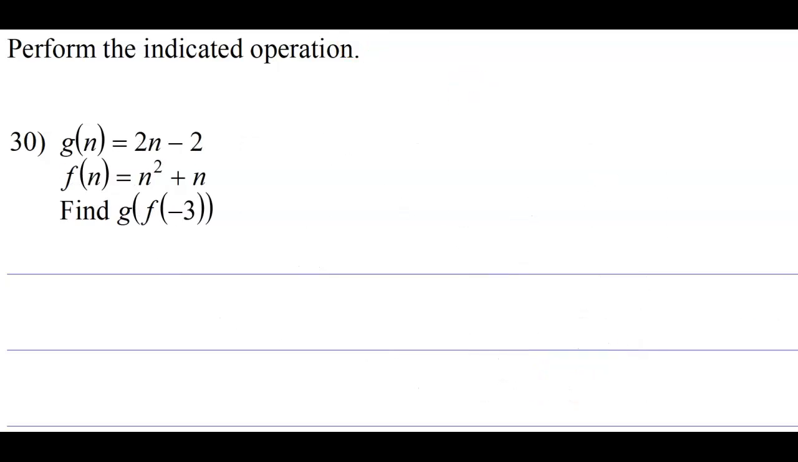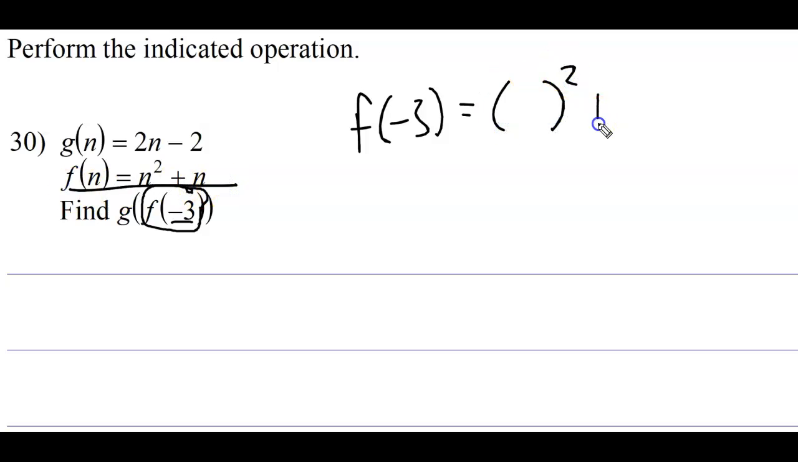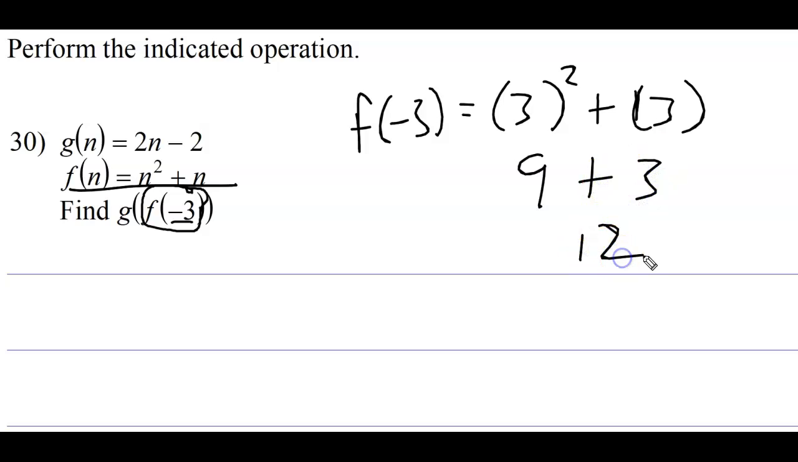And the last problem I'll go over with you guys is a similar question, but in this case, we have a number. And like I said, anytime there's a number, you start by finding that first. So let's find out what f of negative 3 is. f of negative 3 means I'm going to take this n squared plus n function, and I'm going to replace the n with negative 3, which is 12. So that means that f of negative 3 is 12, which means that this is really g of 12.